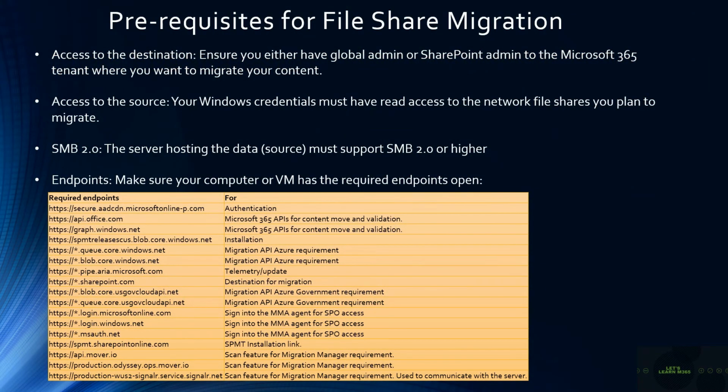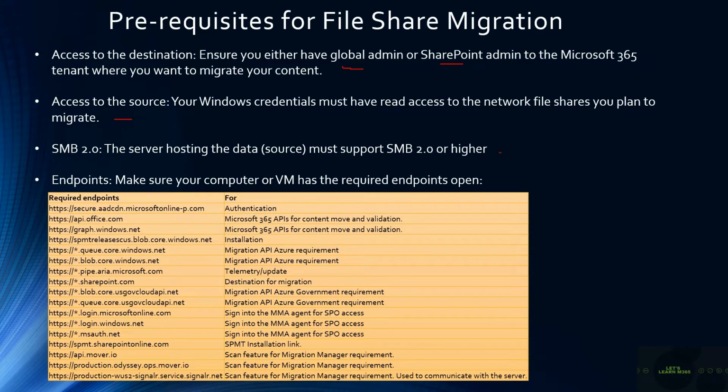So here is the complete list of prerequisites for the file share migration. The first one is about permissions to the destination. You need to ensure you have either the global admin or SharePoint admin role to the Microsoft 365 tenant where you want to migrate the data. The second one is about source permissions. Your Windows credentials must have at least read access to the network file shares that you plan to migrate.